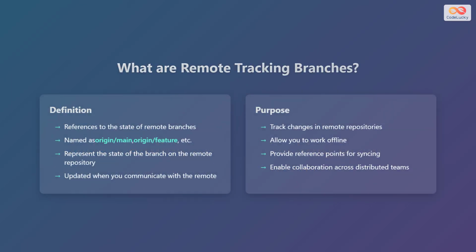Let's define what remote tracking branches are and their purpose. Remote tracking branches are references to the state of branches in remote repositories. They are typically named like origin/main or origin/feature. These branches represent the state of a branch on the remote repository at the time of your last communication with that remote. The remote tracking branches are updated when you communicate with the remote repository, such as when you fetch or pull. The purpose of these branches is to track changes in remote repositories, allow you to work offline by providing a local reference, provide reference points for synchronizing your work, and enable collaboration across distributed teams.